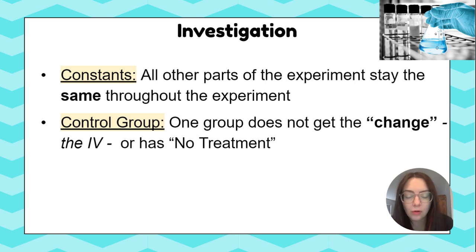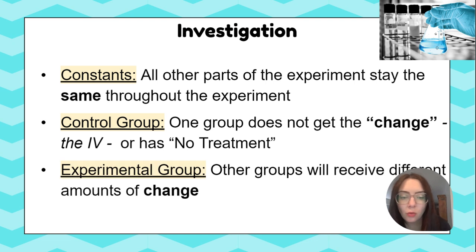Control group, okay? So we have different groups in our experiment, and one group does not get the change. It does not get the independent variable, has no treatment. It is there as comparison. Okay, so if I was testing bleach on clothing, maybe my control group would be water on clothing. Okay, it doesn't get the change, it doesn't get the bleach.